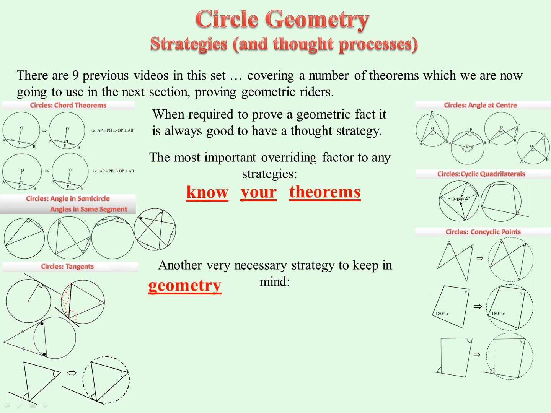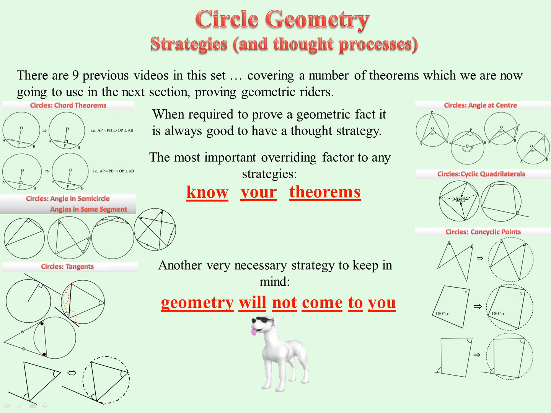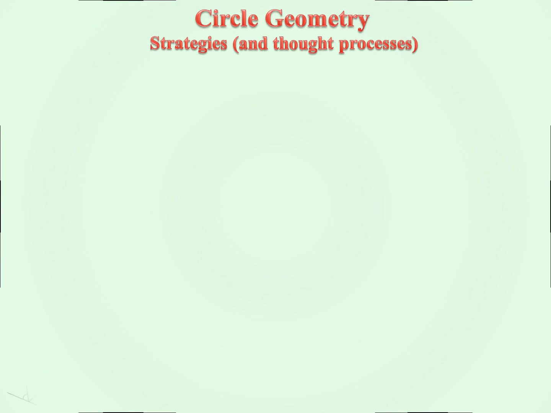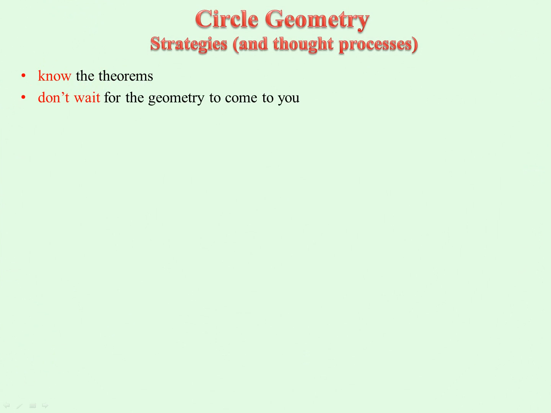Another necessary strategy, of course, is that geometry is not like a dog. It's not going to come to you. You're going to have to think about it. You can't sit there looking at a proof and think you'll see it. You need to ask questions. So let's look at strategies so far. Know the theorems. Don't wait for the geometry to come to you.